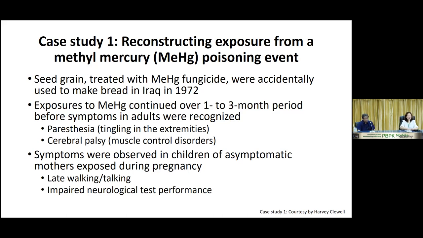Okay, so in this case study, it's very similar to the example that I gave earlier. So it's a poisoning event. So in 1972, so many, many years ago in Iraq, they accidentally used the wrong seed grain when they made bread. These grains had been treated with fungicides, methylmercury fungicides. They didn't know that, but they used these contaminated wheat to make bread. And then they later found out that they had used these contaminated seed grain for over a 1 to 3 month period, because they have information about that.